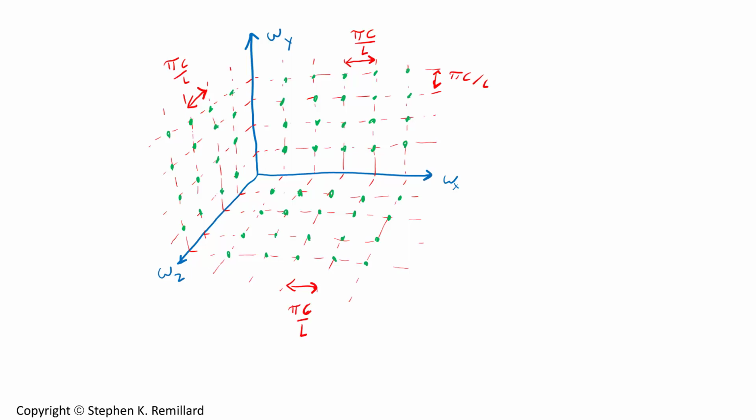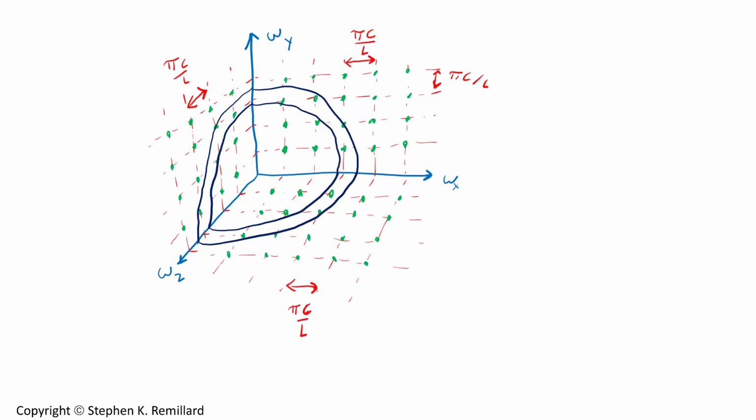The space is filled with these dots too. They're not just residing on the planes, in the omega x, omega y, omega z planes. They are residing in three-dimensional omega space. I'm going to draw a spherical shell. That's an octant of a sphere. Now let's make it a shell, and it has a certain thickness to it.